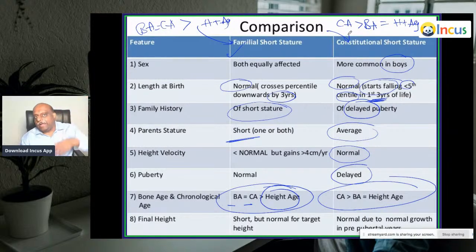The final height, if you look at the familial short stature, is short but normal for the target height. Whereas constitutional short stature, the final height is normal because of the normal growth in the prepubertal time. So that's the point.